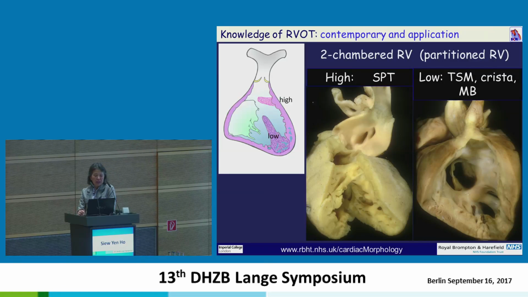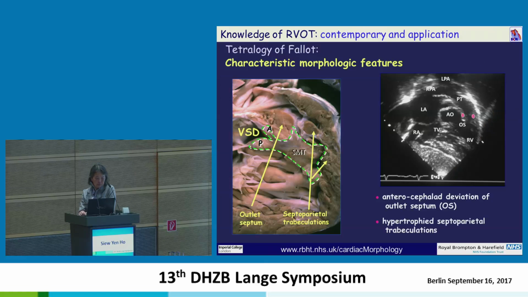And some of these muscle bundles may be the basis for partitioning a right ventricle into a two-chambered right ventricle. A high partition may be caused by a hypertrophy of septoparietal trabeculation, for example, and a lower partition may be due to a trabecular septum marginalis, crista, or moderator band together. And we all know nowadays that the characteristic feature of tetralogy of Fallot is an anterocephalad deviation of the outlet septum, but oftentimes added to it is hypertrophy of the septoparietal trabeculations, as we see in this heart specimen, very much narrowing that outflow tract, giving you submuscular obstruction.